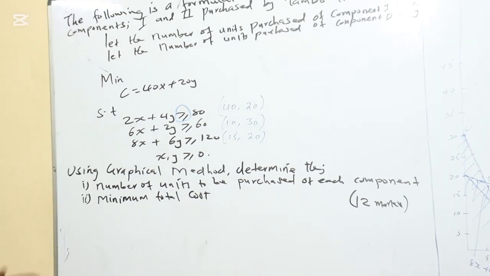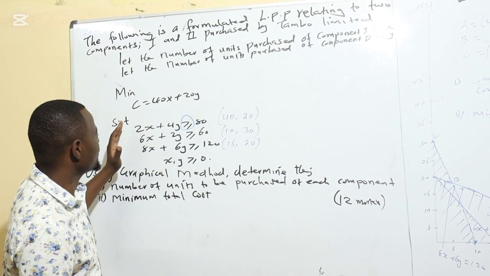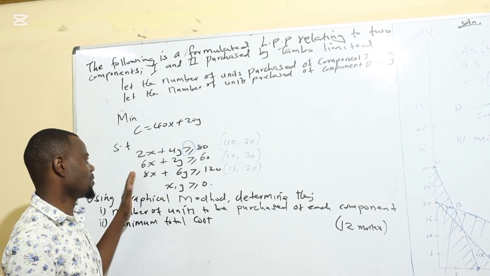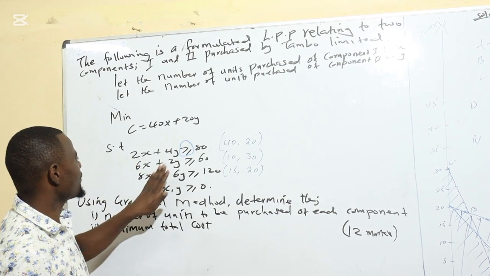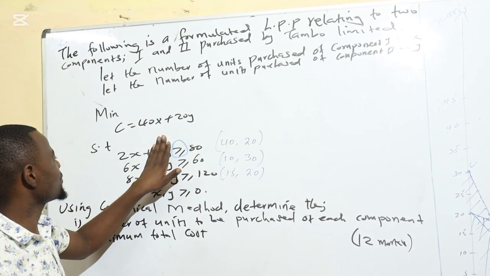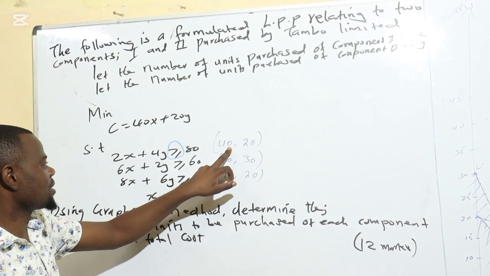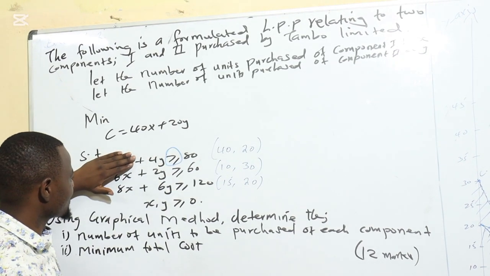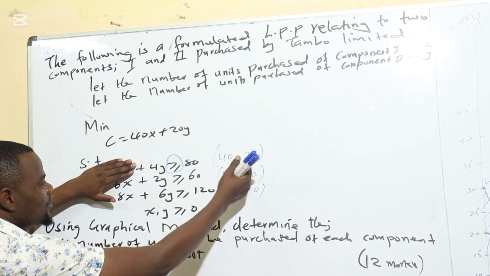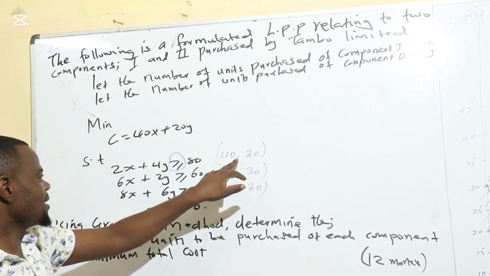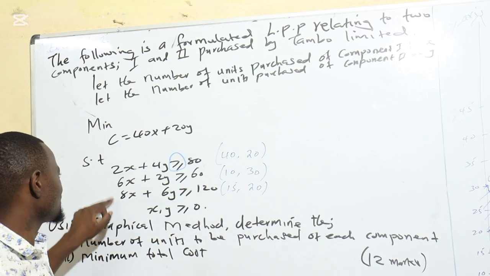Now, remember we are going to graph the constraints, so you need to look for the coordinates you are going to plot. I've started with the first constraint. I've blocked the 4y and said 2x is equal to 80. What will be x? You will find x is 40. Then block 2x and say 4y is equal to 80. What is y? 20. So the first coordinates are 40 and 20. Do the same to the remaining two.